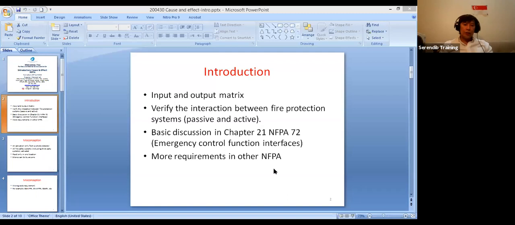So if you look at NFPA 72, yes, there is a set of basic discussion in chapter 21. It says emergency control function interfaces, which discusses very briefly the main systems in a particular building. For example, the lifts, evacuation sounders. So does the cause and effect end there in NFPA 72? No, it covers a lot more.